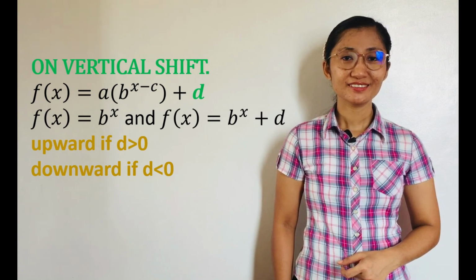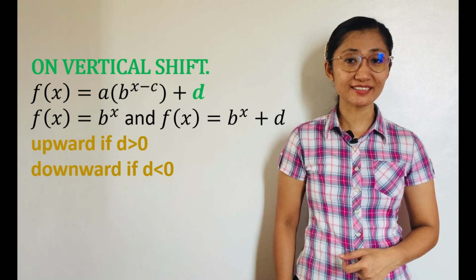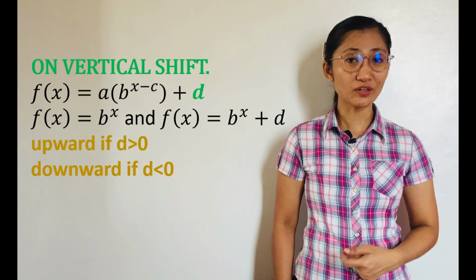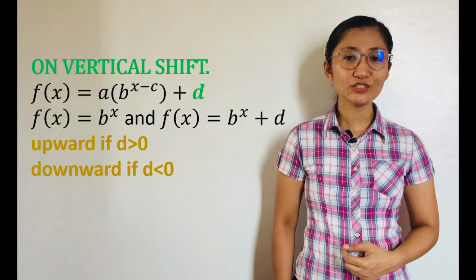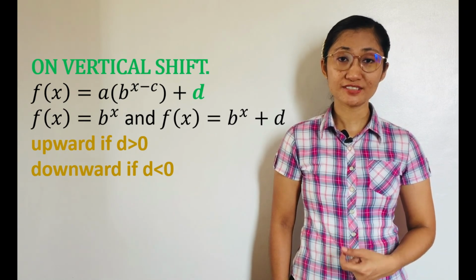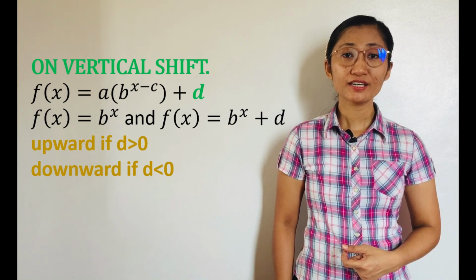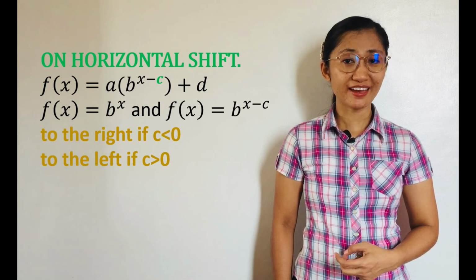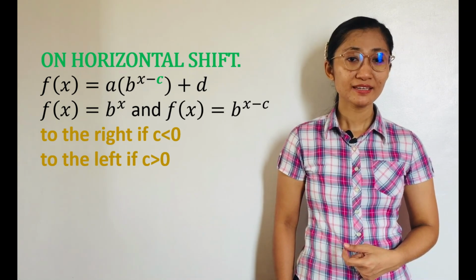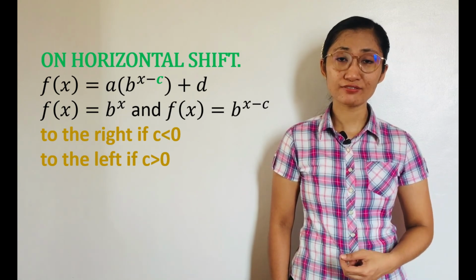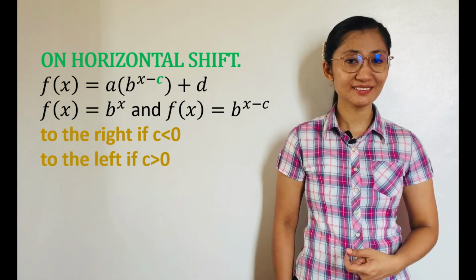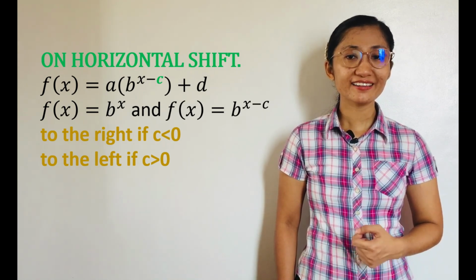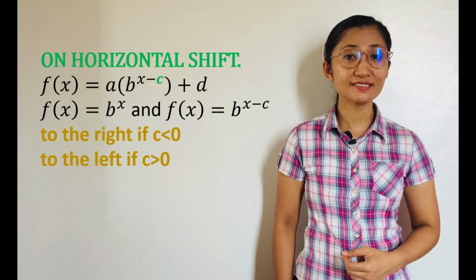On vertical shift, the graph of f of x equals b to the x plus d is the vertically shifted version of the graph of f of x equals b to the x. That is, d units upward if d is greater than 0 and d units downward if d is less than 0. On horizontal shift, the graph of f of x equals b to the x minus c is the horizontally shifted version of the graph of f of x equals b to the x. That is, c units to the right if c is less than 0, and c units to the left if c is greater than 0.